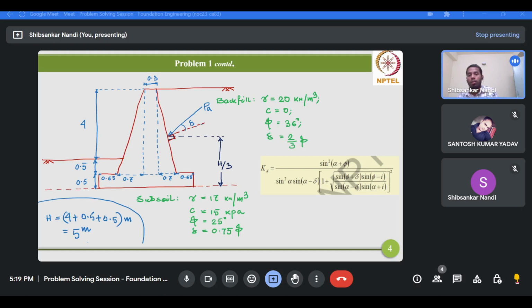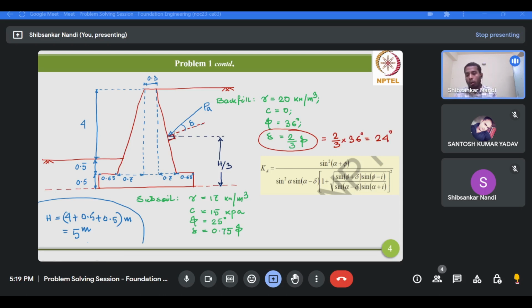Now, how can we get this delta value? It's basically given in the problem statement itself. It will be 2/3 of the backfill friction angle value. The backfill friction angle value is 36 degree. So your delta value would be 2/3 into 36, that means 24 degree. So this is the value of delta.